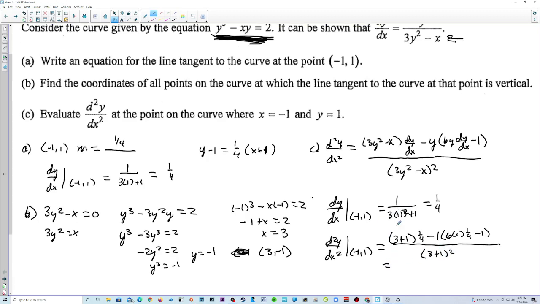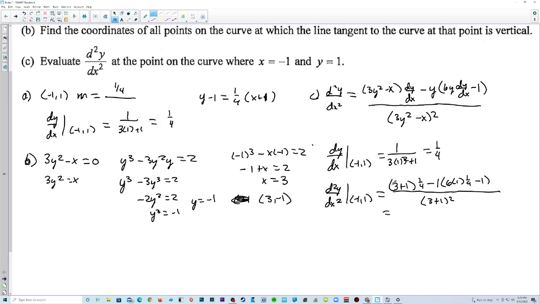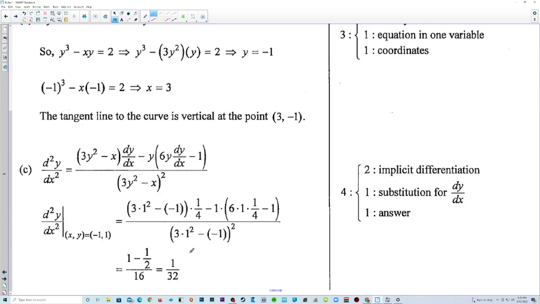So let's see what we get here. 1/4 of 4 is 1, minus, let's see, that's going to be 3 halves. 3 halves minus 2 halves is 1/2, so minus 1/2 over 16. That's going to be 1 minus 1/2 is a half over 16, 1 over 32. And I think that's it. Let's see if we got 1 over 32. Yeah, if that's the answer.